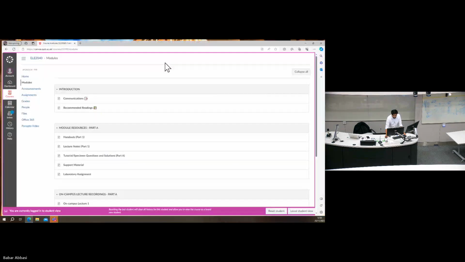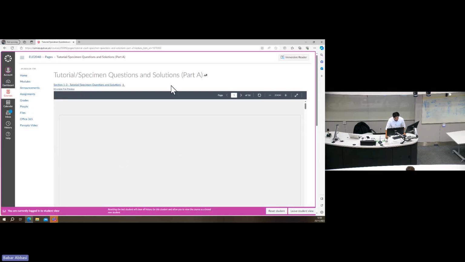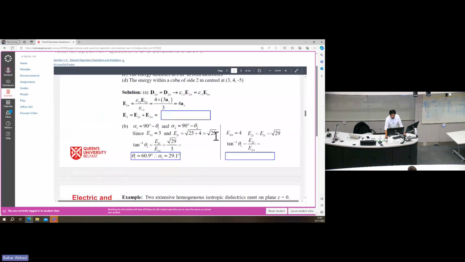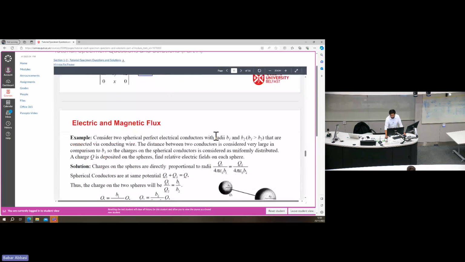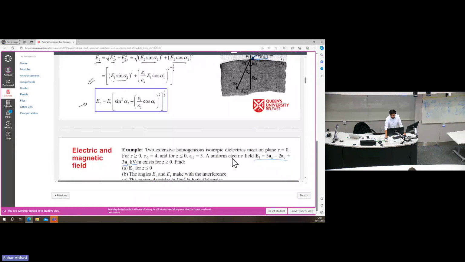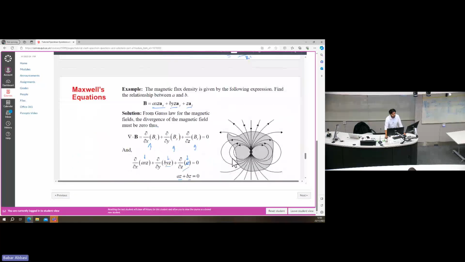Okay. If you look at your module notes, you can see there are some tutorial questions and solutions, and specimen questions and solutions. The first version is gapped, so this is for your own practice, so that you can do everything yourself. And the second one is filled. Filled means it has everything that you need, and it's called a solved solution.